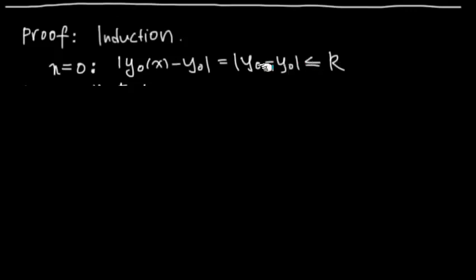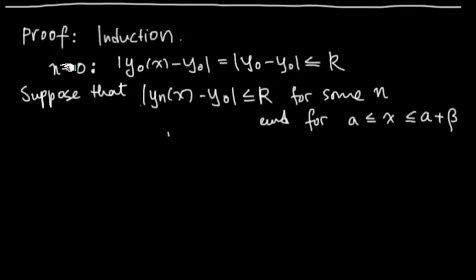So let me explain again the structure of mathematical induction. It starts like this. For example, when n equals 0, we know y0 of x minus y0 is less than or equal to r. And just using this fact and the only hypothesis we have, we can show that the statement for y1 is true: y1 of x minus y0 is still less than or equal to r. Once you have this, we can use that statement to show that y2 of x minus y0 is less than or equal to r. So this is called mathematical induction.